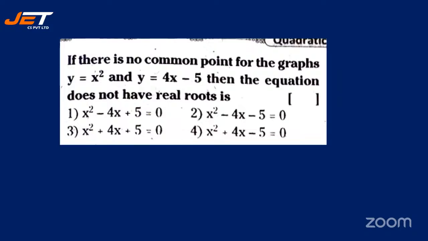If there is no common point for the graphs y is equal to x square and y is equal to 4x minus 5, then the equation does not have real roots, dash. Right? So you have 4 equations. X square minus 4x plus 5 is equal to 0. X square minus 4x minus 5 is equal to 0. X square plus 4x plus 5 is equal to 0. X square plus 4x minus 5 is equal to 0. So if there is no common point for the graphs, then the equation does not have real roots is dash. It is none other than option 1, x square minus 4x plus 5 is equal to 0. All right, yes.